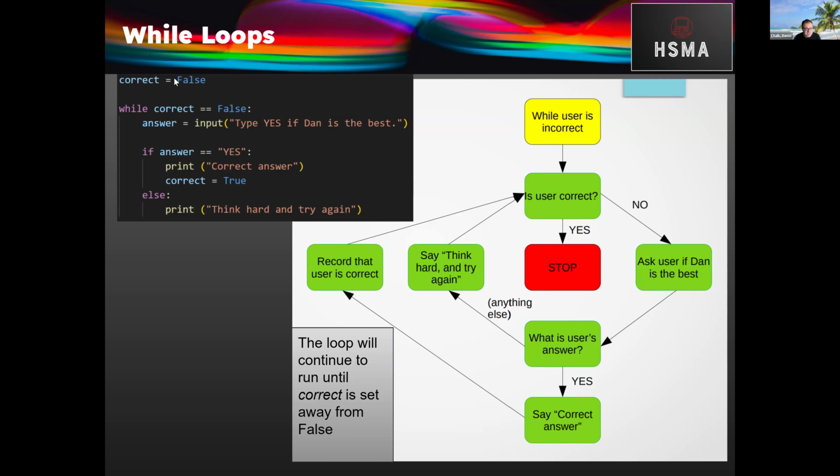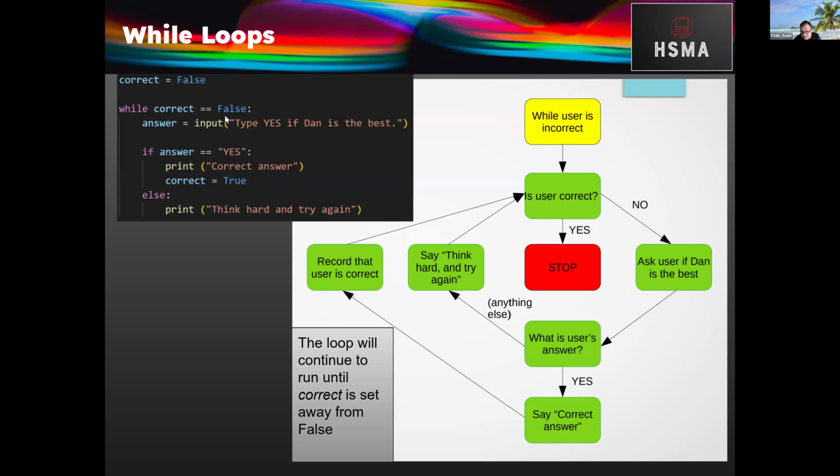So whilst that's true, which is going to be at the start because we've just put false into correct, it's going to run at least once. If I was to put while correct strictly equal to true, this would never run because it's not true, it's false. We've already said that up here. But whilst it's false, use my colon, again we get an indentation. So do all of this in the while loop.